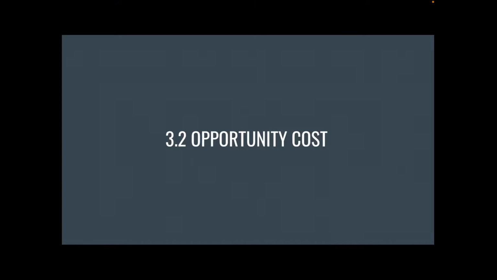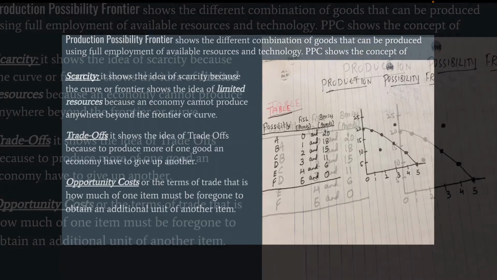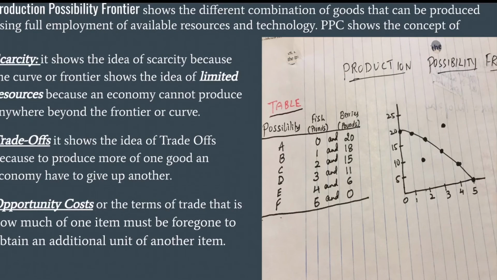Everyone, this is 3.2 and this unit is called opportunity cost. The production possibilities frontier shows the different combinations of goods that can be produced using full employment of available resources and technology. The PPC shows the concept of scarcity.